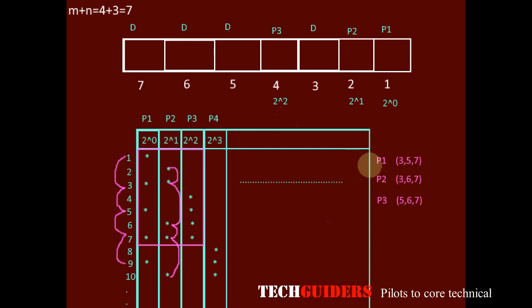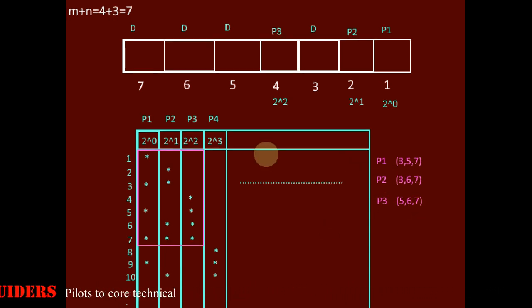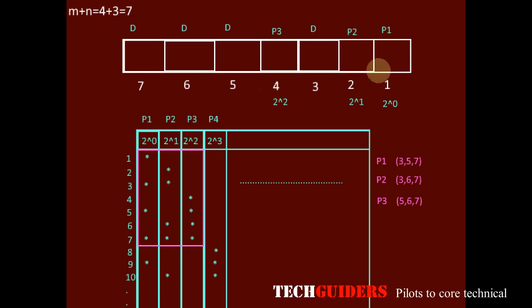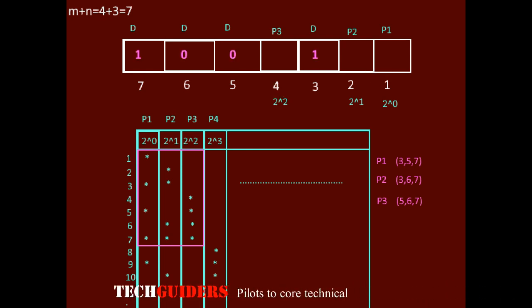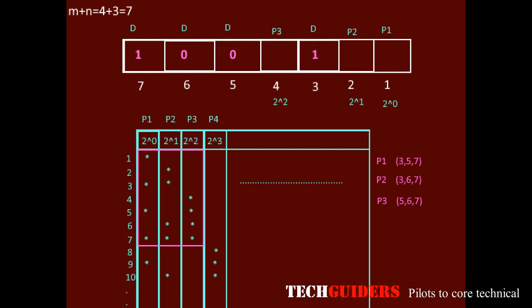Then how will these parity bits take care of them? By adding the parity bit using either the odd parity method or the even parity method. Suppose we are using the even parity method and this is our data: 1001. The positions 1, 2 and 4 will be reserved for the parity bits and the remaining for the data bits.